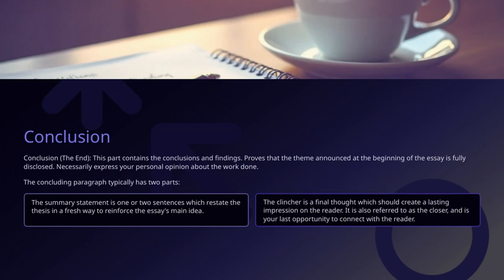In the concluding paragraph, I like to restate the thesis in a slightly new way, reinforcing the core message and ensuring it sticks with you. This summary acts as a reminder of the main points and ties everything together.